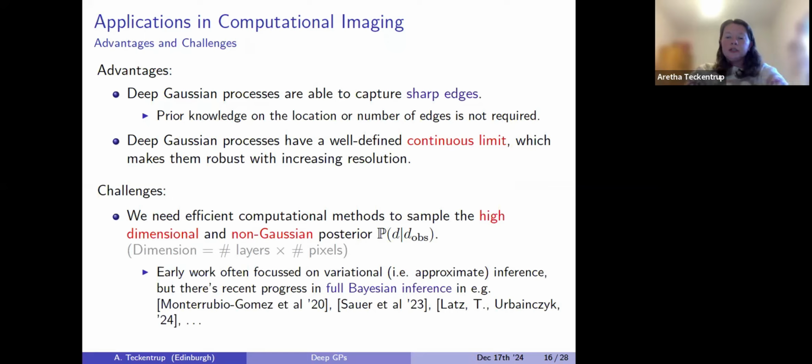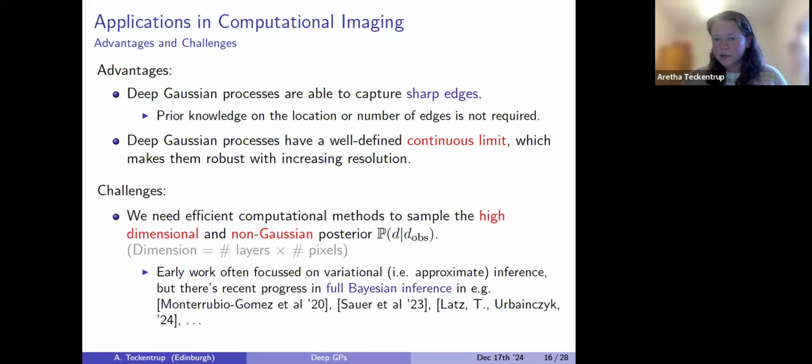So just to recap this application to computational imaging. Some of the advantages of deep Gaussian processes in this context is that they are able to capture sharp edges, right? So they do have this non-stationary feature that allows you to capture those. You don't need any prior knowledge on the location of the edges or the number of edges that you have. That is something that the deep Gaussian process picks up automatically.